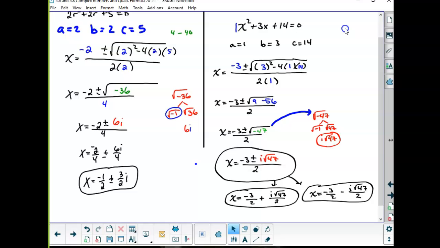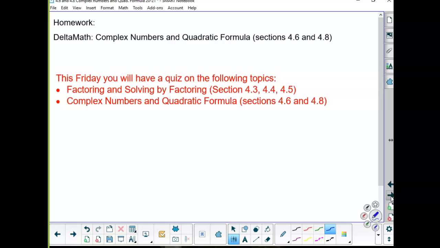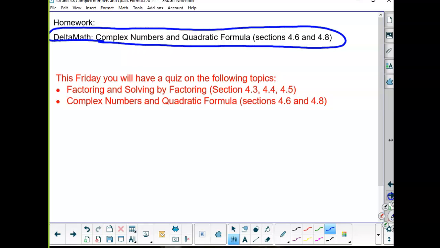So, all right. Here's what we got tonight. Our homework is Delta Math. It's titled Complex Numbers and Quadratic Formula. It's from sections 4.6 and 4.8. Those of you in class, you'll be able to work on that this afternoon. If you're on Zoom and you have any questions, feel free to come back today at 12:15. Just use our class link, and I'll be on here, and I can help you out with any questions you got. And the other thing I just want to mention is we do have a quiz on Friday, and it's going to cover factoring and solving, and then what we did today, complex numbers and quadratic formula.